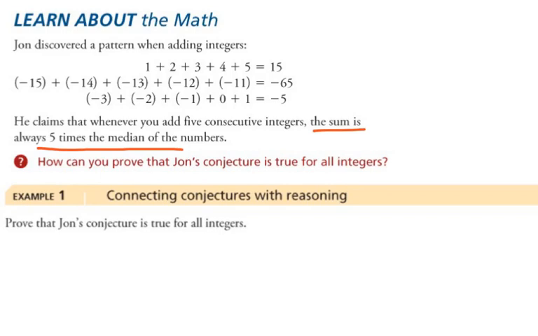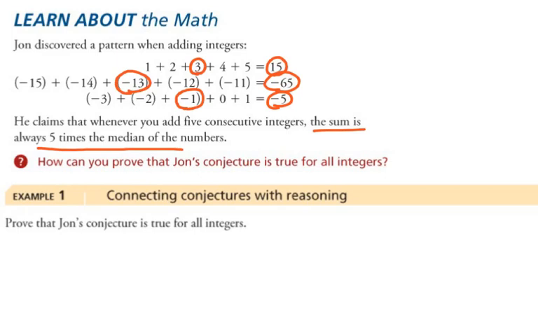So if we look at the examples that John picked, in his first one, the median is 3, and 5 times 3 is 15. Okay, it works. In the second one, his median, his middle number is negative 13. 5 times negative 13 is, in fact, negative 65. His last one, his median is negative 1, and 5 times negative 1 is negative 5. So John has evidence to support an inductive conclusion.